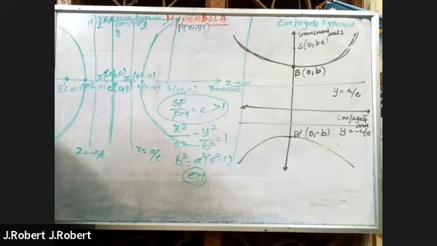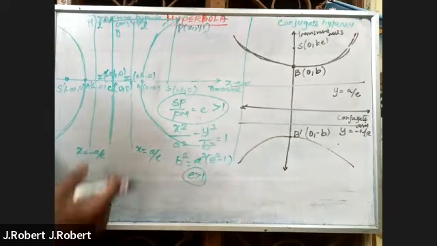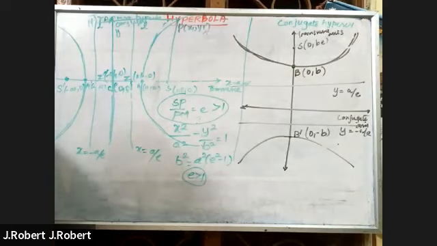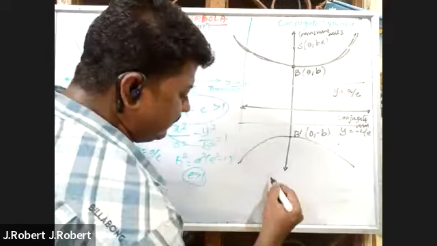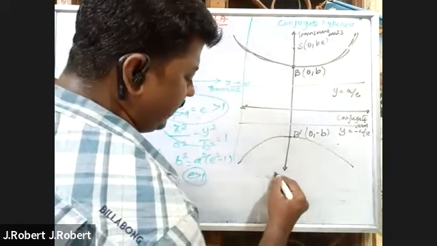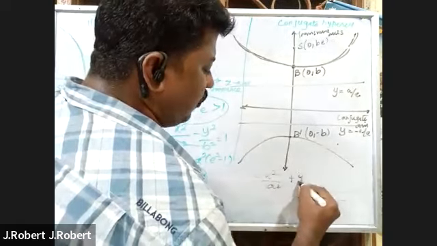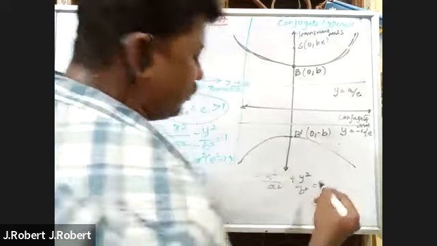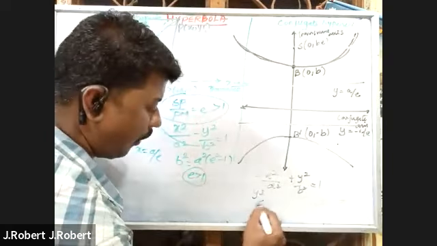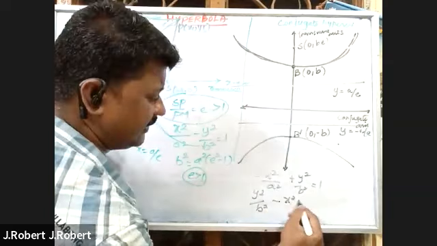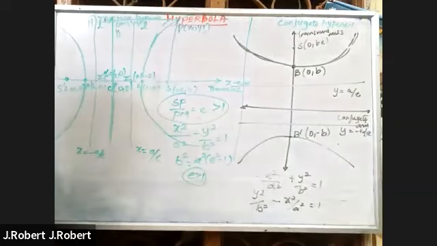What happened? For the transverse hyperbola, we can write this as x square by a square minus y square by b square equals 1. For the conjugate hyperbola, we can write this as minus x square by a square plus y square by b square equals to 1. Or you can write this as y square by b square minus x square by a square equals to 1.